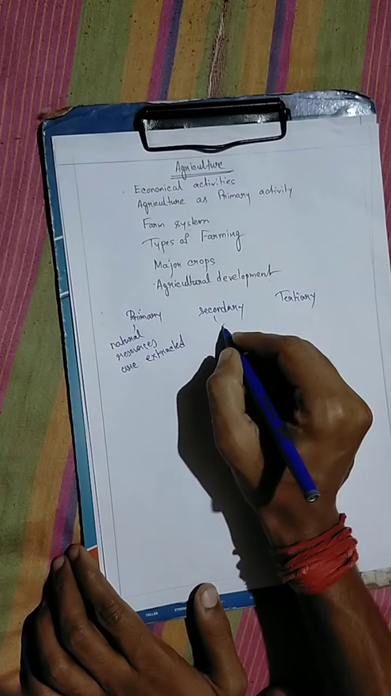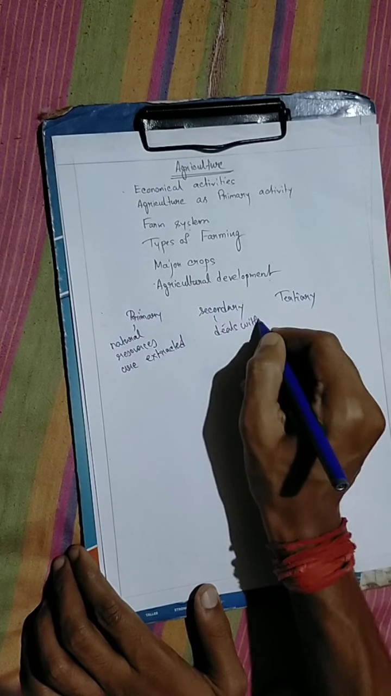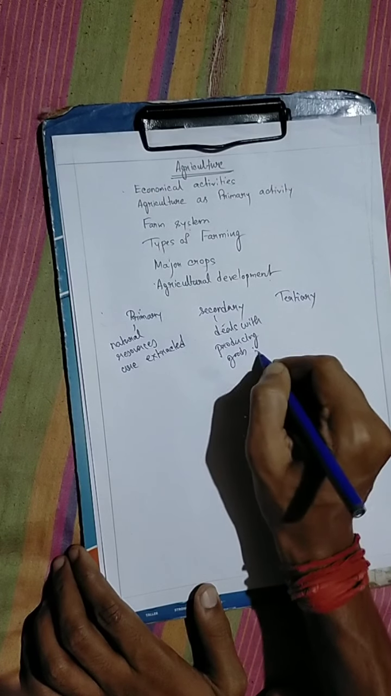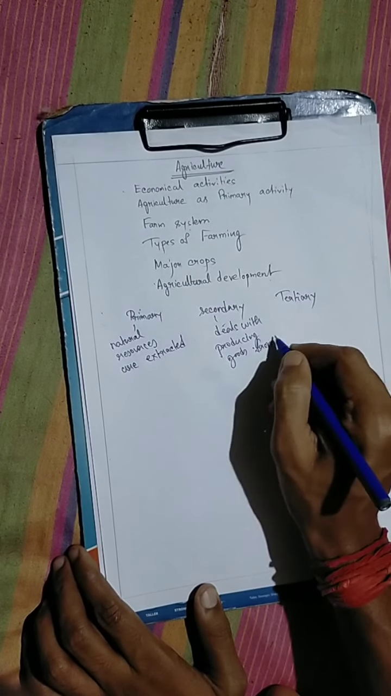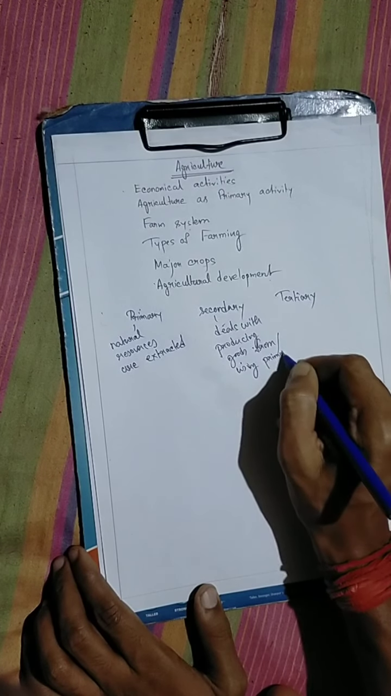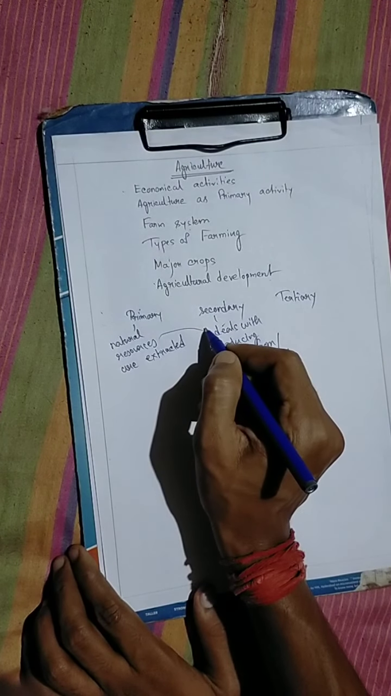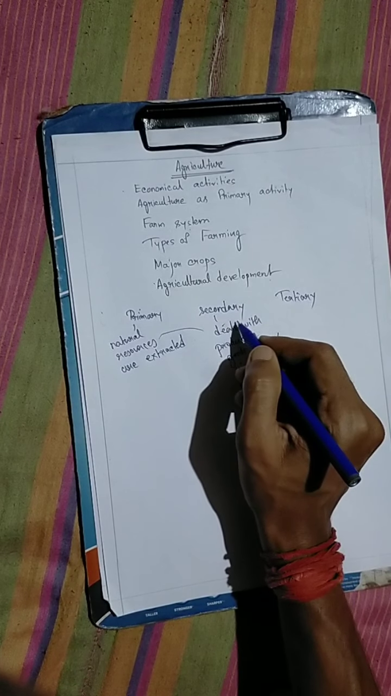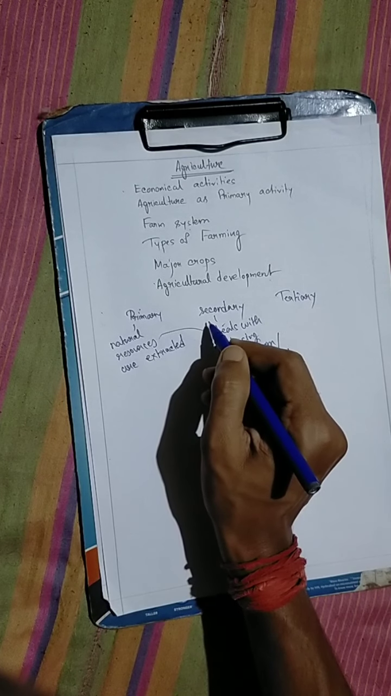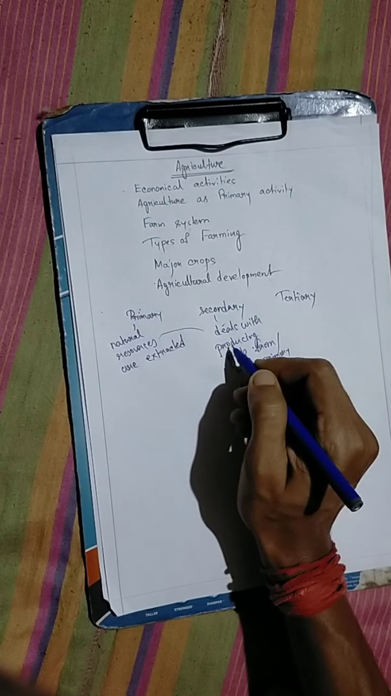Secondary activity mainly deals with producing goods from or using primary products, whatever we get from primary activity. In secondary activity, these products are taken further and made into human products based on their ability or use.